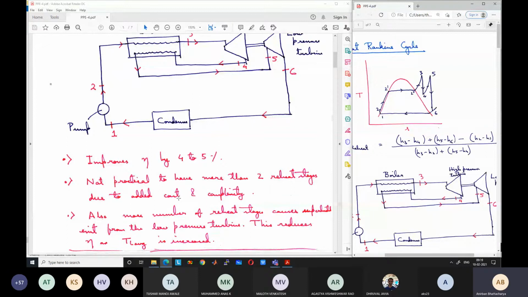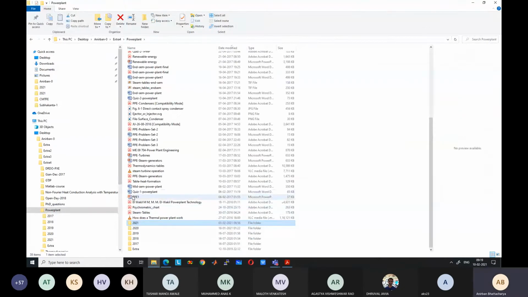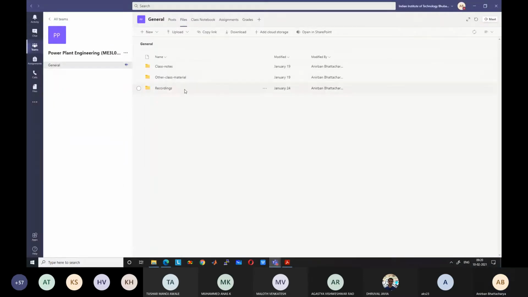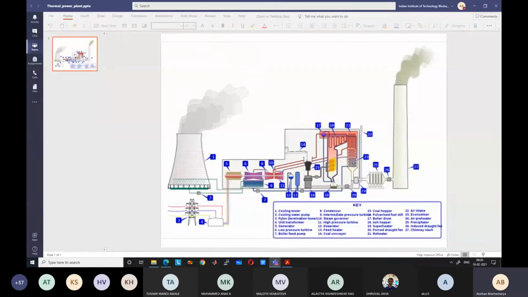If you go back to your diagram that we have studied in the initial class, you will see the reheater, and somewhere it might be there. Or if you see the video, this region will increase the size.